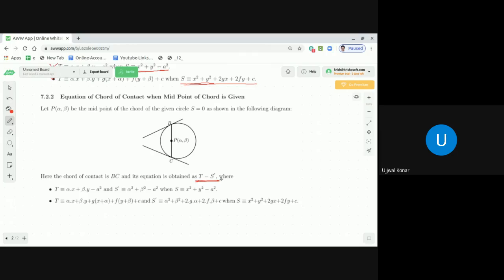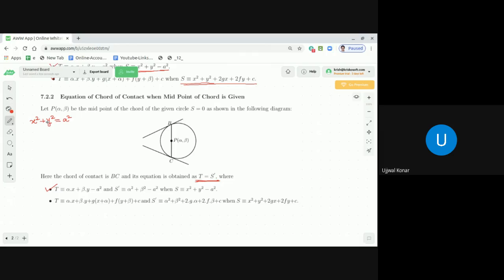Okay, so just to memorize it properly, what is T? T is alpha x plus beta y minus a square, and S dash is equal to alpha square plus beta square minus a square. S is x square plus y square minus a square, that means when the equation of the circle is x square plus y square is equal to a square. That means the equation of a circle having center at the origin and radius a units.